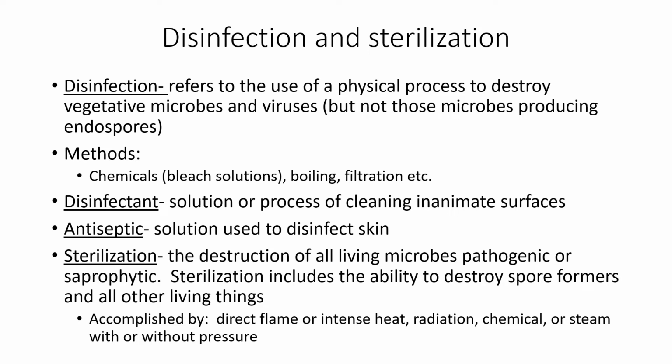Now, sterilization can be accomplished by direct flame or intense heat, radiation, chemical or steam with or without pressure. The things that actually influence the degree of killing would be the number of organisms present, the time and temperature the organism is exposed to, the method of killing, the pH, and also if the organisms are living in a biofilm. All of those things affect how well something is disinfected or sterilized.